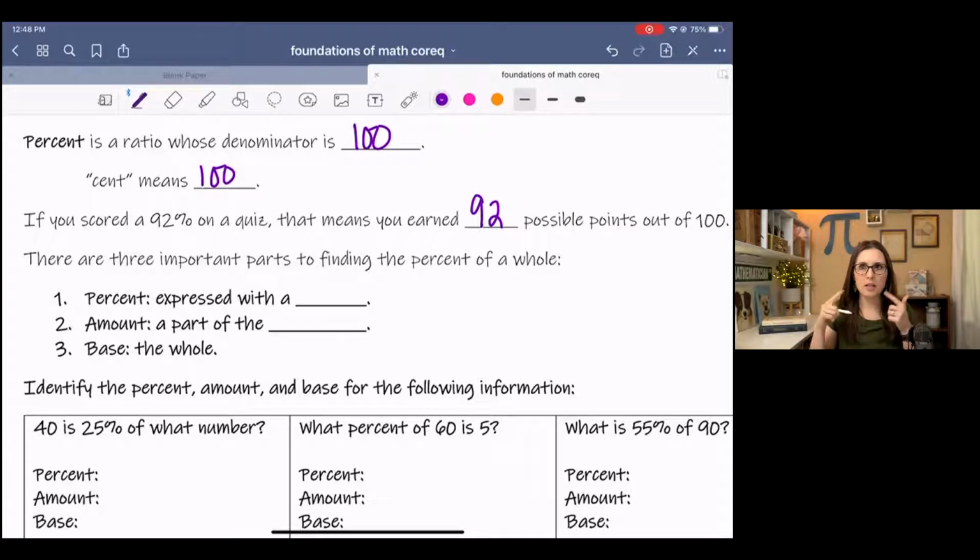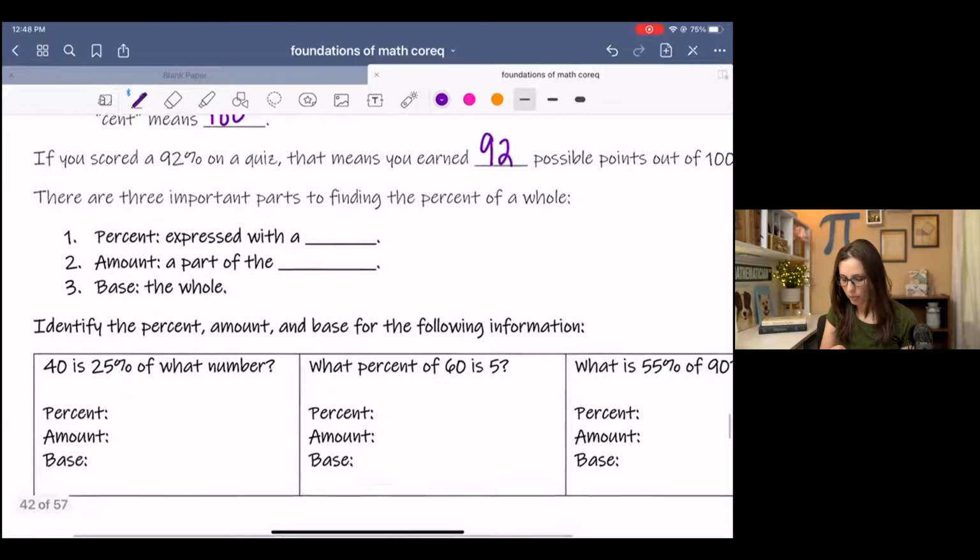And that's easier for us to see. If you made a 7 out of 8, you're like, well, what is that? When you convert it to percent, it converts it to that percent per 100. So if the quiz were out of 100 points, then this is what percent it would equal. Anyway, I digress. There are 3 important parts to finding the percent of a whole.